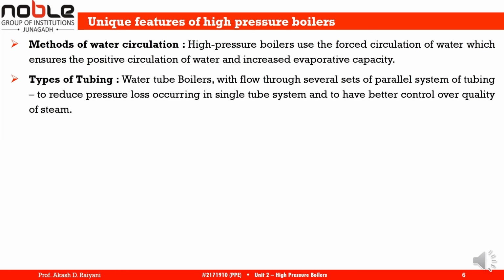Next one is types of tubing. In a water tube boiler, if the water flows through one continuous tube, a large pressure drop takes place due to friction. So several sets of parallel tubing systems are required to reduce the pressure loss occurring in the single tube system and to have better control over the quality of steam.